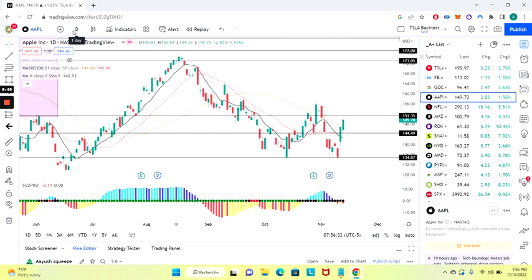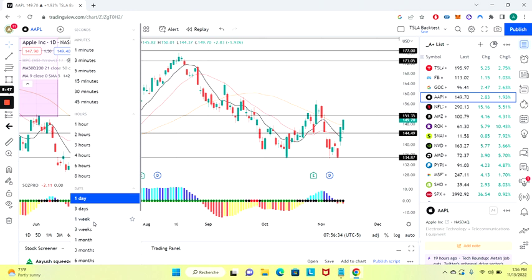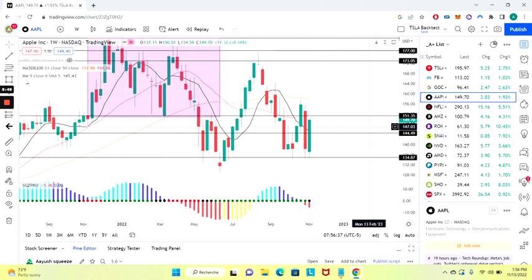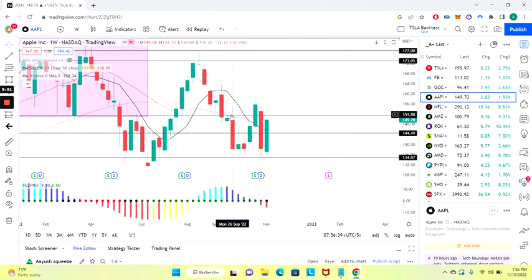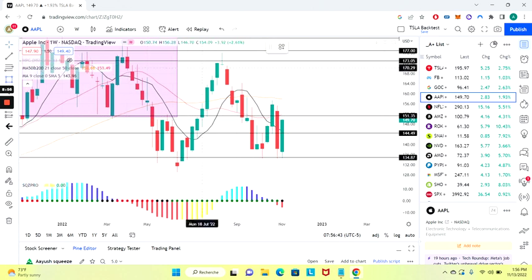Now, on the daily chart, the box might not be as clear. So let's see how things are on the weekly chart. All right, price has been consolidating sideways between this range, 151 and 138. There you go. I think that's our box.